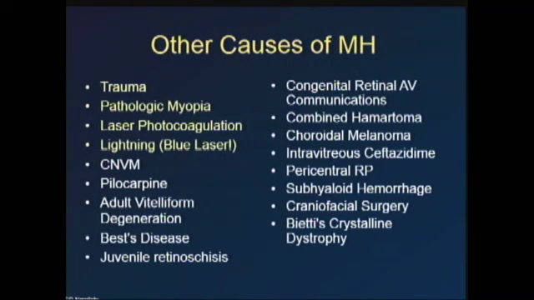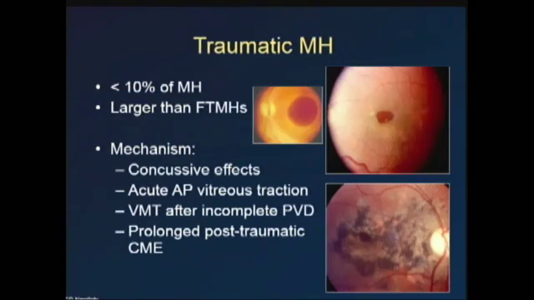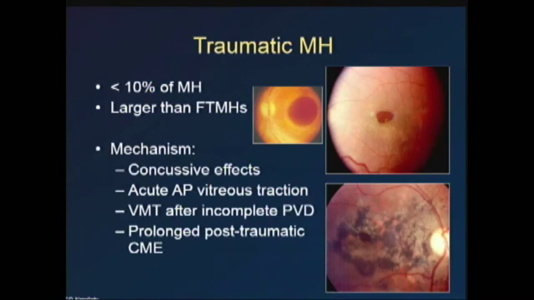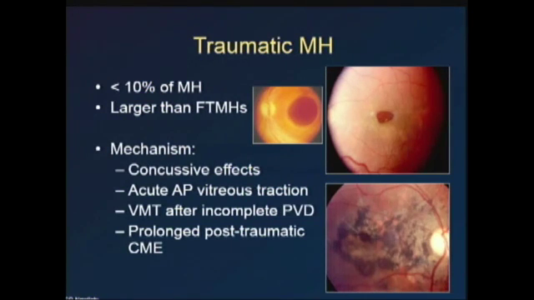There are other causes of macular holes rather than just vitreomacular interface abnormality. Trauma is one, pathologic myopia, laser, and even blue laser injuries, which you're going to see if we have time in a moment, and many others. Traumatic macular holes tend to be accompanied by much more signs of trauma, like choroidal ruptures or commotio retinae or retinal pigment epithelial changes. They tend to be larger than usual.